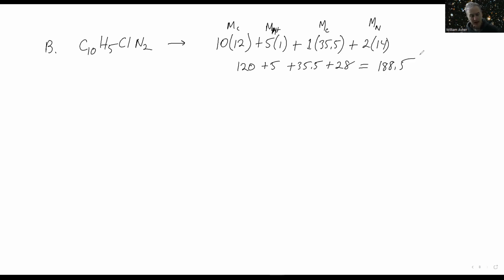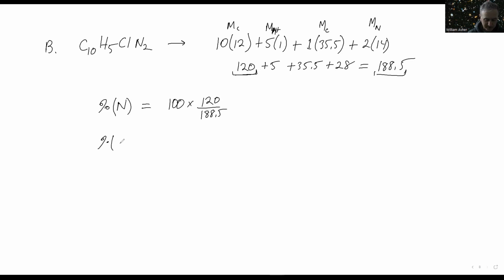Now, the percent mass of each of these is the total mass of that type of atom divided by the total molecular mass, right? So the percent composition by mass of carbon is equal to 100 times 120 divided by 188.5.